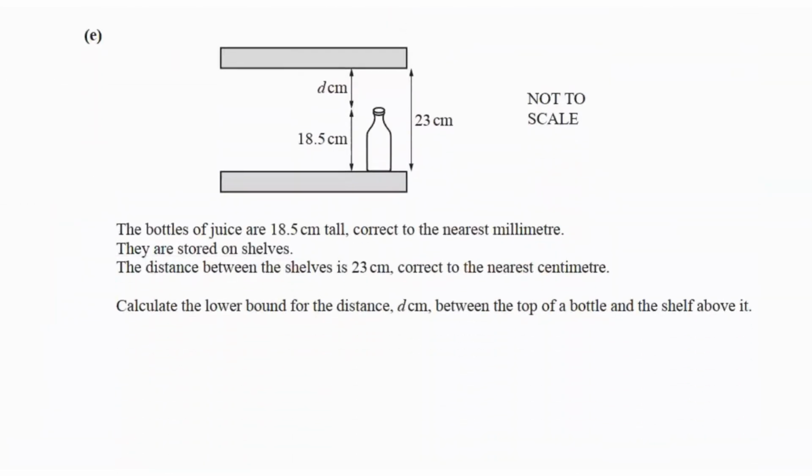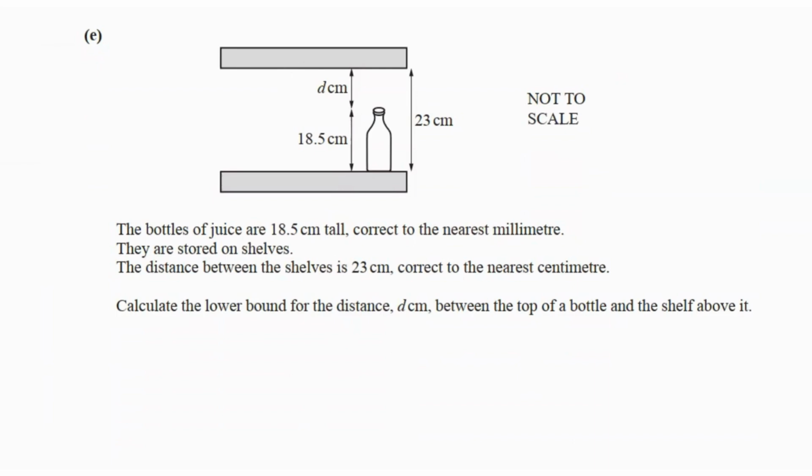Part C says the bottles of juice are 18.5 centimeters tall, correct to the nearest millimeter. They are stored on shelves. The distance between the shelves is 23 centimeters, correct to the nearest centimeter. Calculate the lower bound for the distance d centimeters between the top of the bottle and the shelf above it.